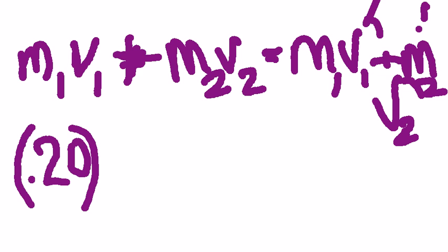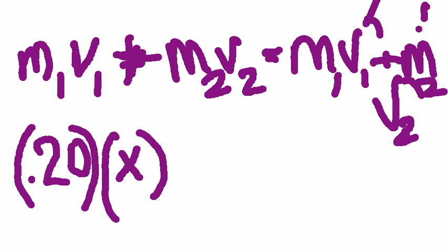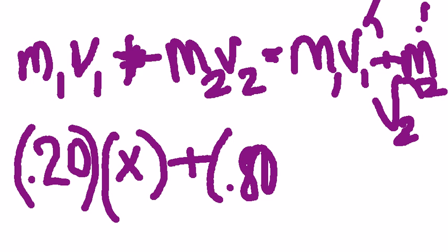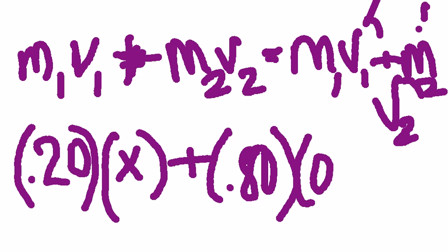The mass of the football was 0.20 times the velocity, which we don't know at the moment. That's what we're trying to find. Plus the mass of the vase is 0.80 times 0, because the vase was standing still at first. It wasn't moving at all, so its velocity is going to equal 0. So that's the first part of our equation right there.